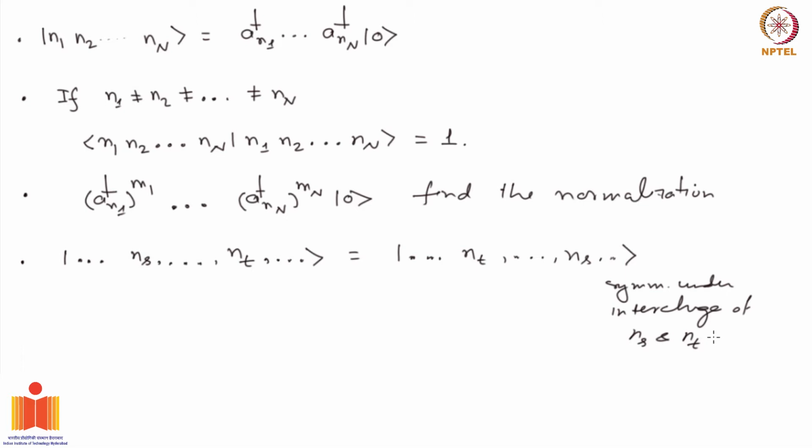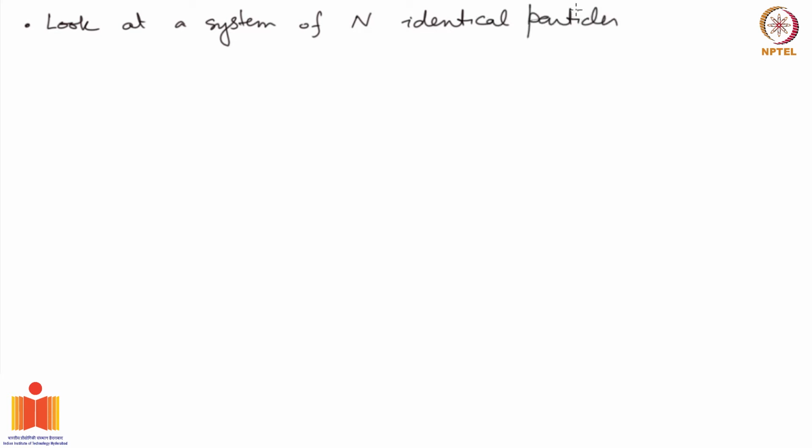Now let us consider a completely different system, and that system will not be a second quantized theory. I'm going to look at the first quantized theory. So the system is the following. Look at a system of capital N identical particles which are in the potential V of x.